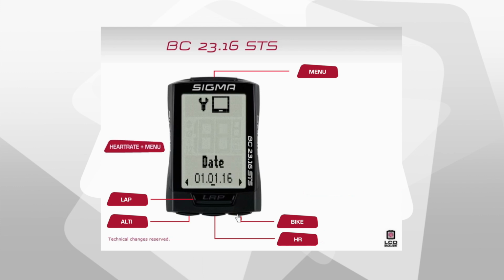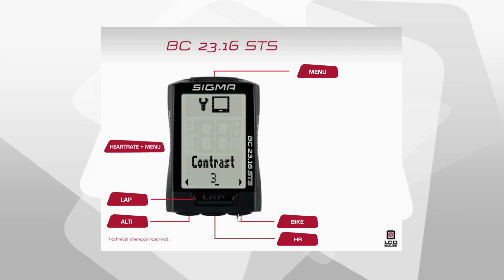Now use a similar process for the next menu option, Date. Press the bike button to select the desired date format. Confirm your selection and then set the year. Press the bike button to increase the flashing year value. Confirm your selection and repeat the process for the month and day.